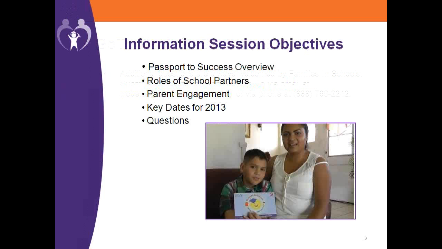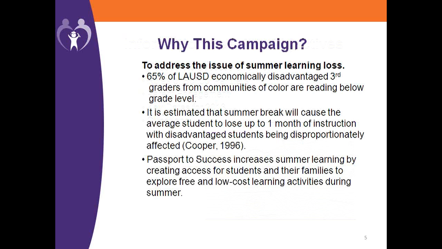All right, so let's go ahead and get into our webinar. There are a few objectives that we're hoping to accomplish throughout the webinar. Number one, we want to give you an overview of the campaign, Passport to Success. Secondly, we're going to talk about your role as a school partner and how you can help us to make this campaign successful. Third, we're going to talk about parent engagement. In order for this campaign to be successful, we really need parents involved, and so we'll talk more about that. Next, we'll cover some key dates for this year's campaign. And then last, as I mentioned earlier, we will take some questions.